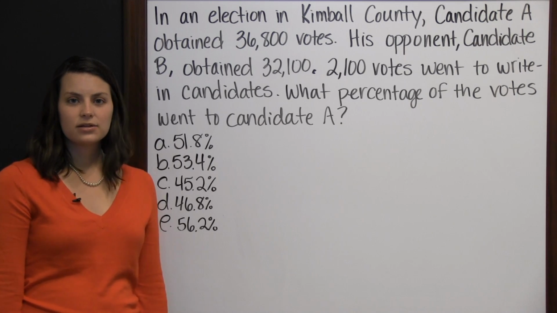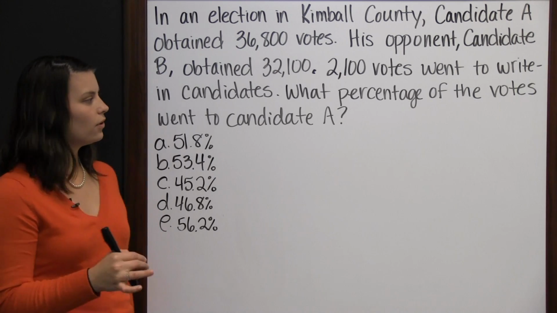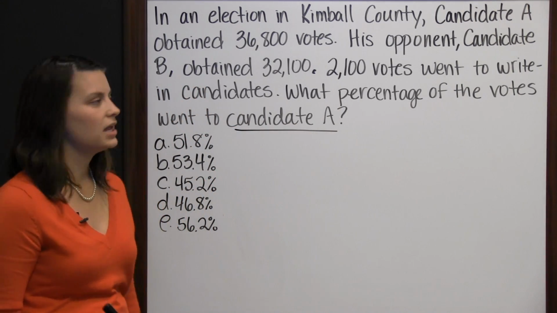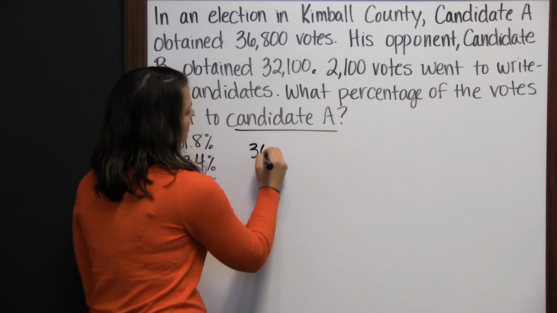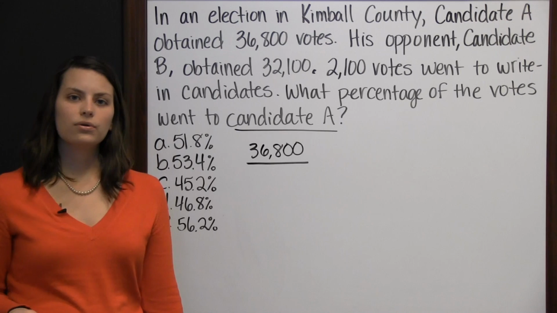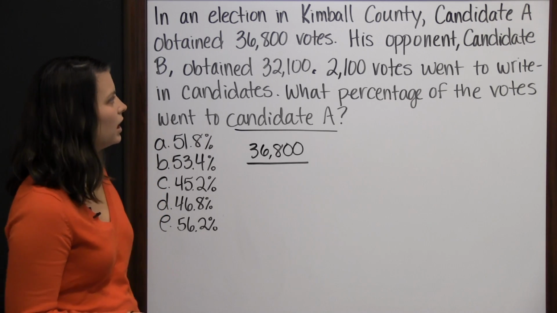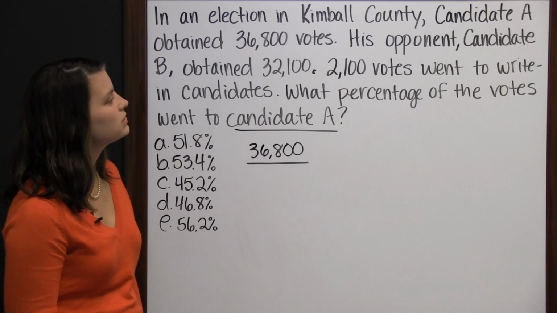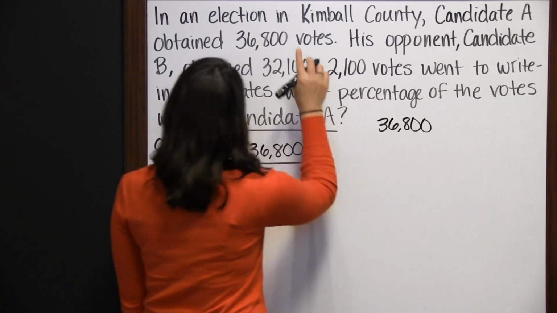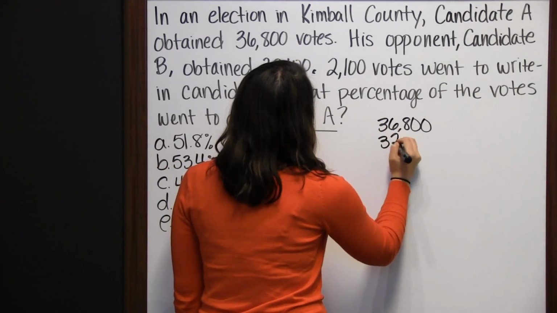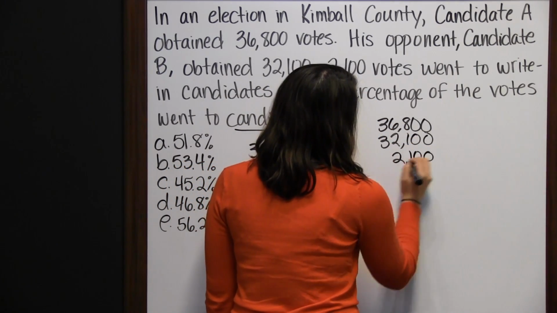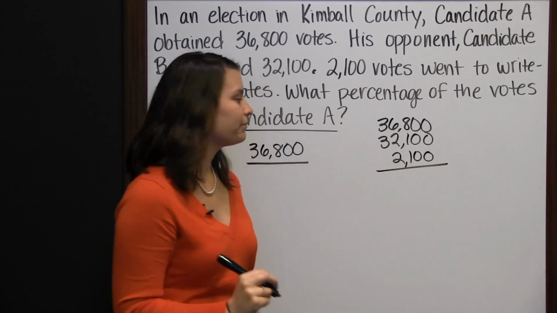To find a percent, we need the part over the whole. And we know the part. The part is the number of votes candidate A received, which is 36,800. What I need to know is the whole, or the total number of votes. To find the total number of votes, we need to add up 36,800, 32,100, and 2,100 so that we can find the total.